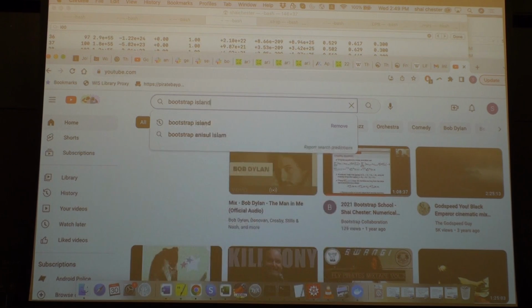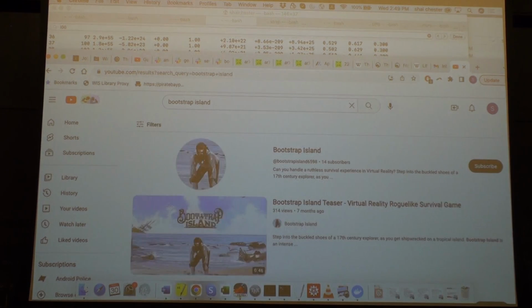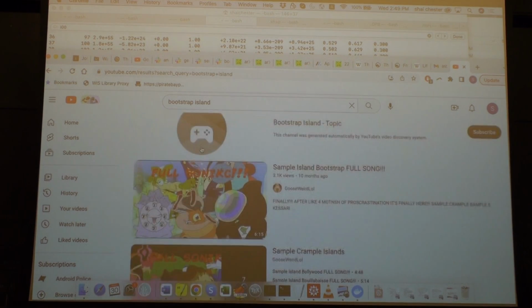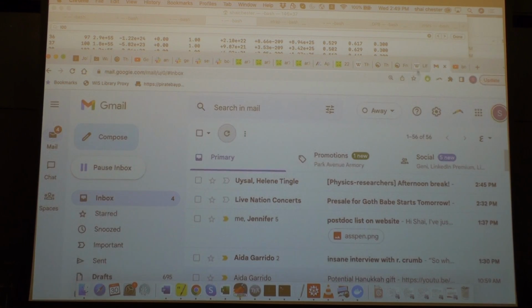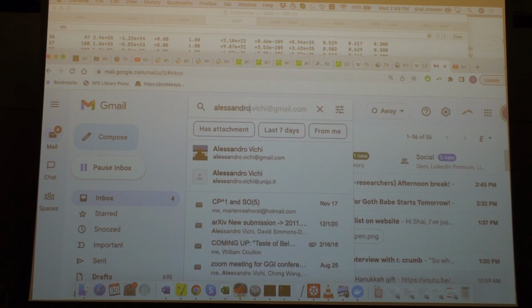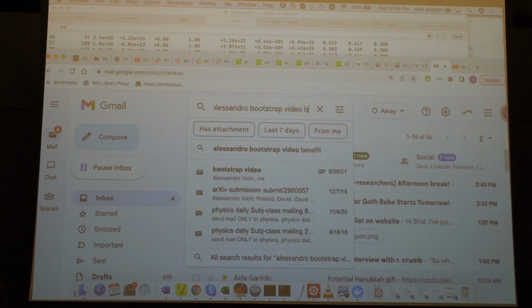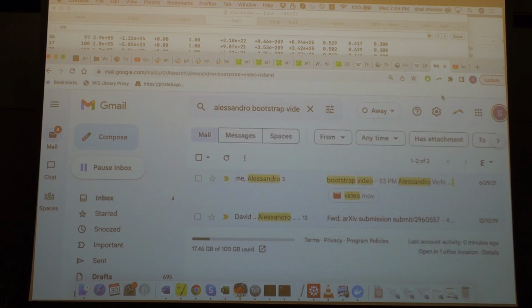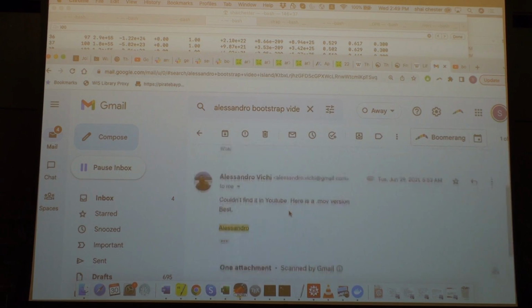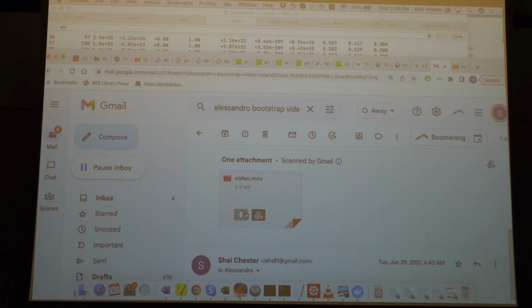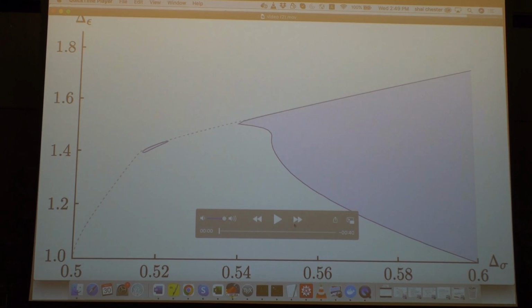Bootstrap Island. Okay, that might be hard to find. This is a fun video. Okay, here it is. Let me play you this video. This basically shows how the island, the Ising model island, has shrunk.